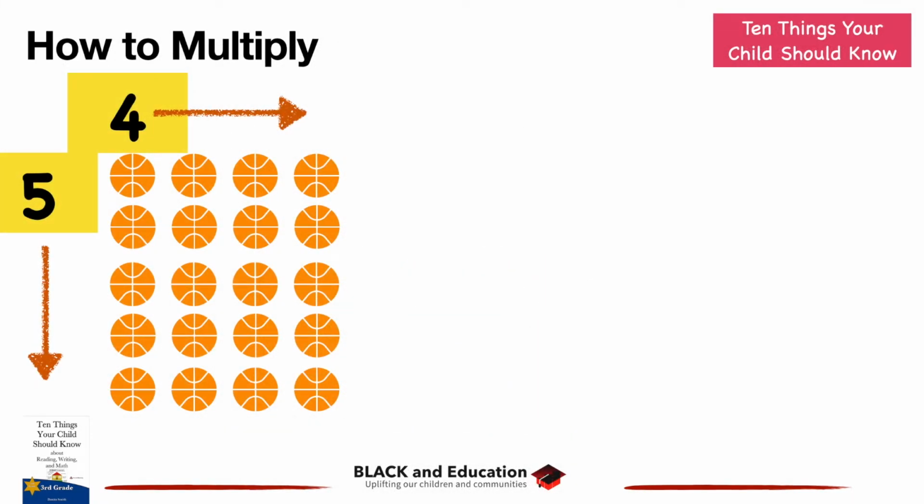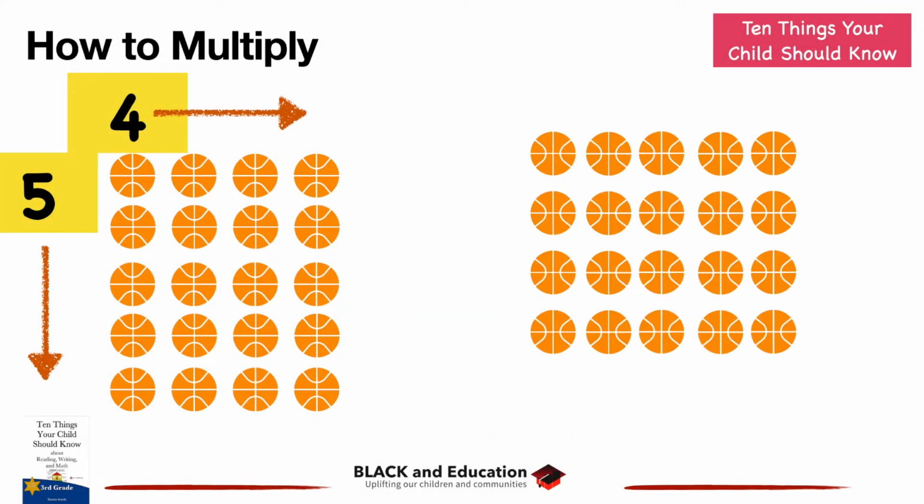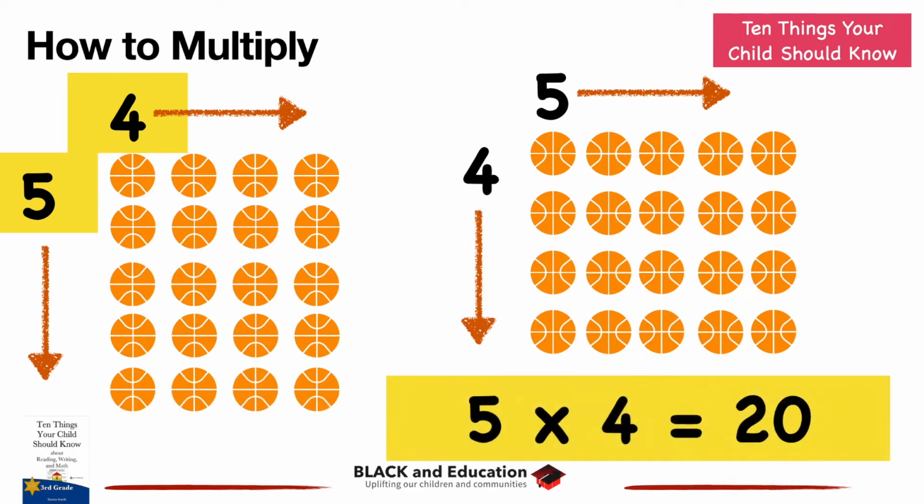And then they're going to see it this way, but they're also going to see it sometimes switched around. So I have 4 columns going across and 5 rows going down. What if I switched it and I end up having 5 columns going across and 4 rows going down? Well, it doesn't matter. The answer to this problem is still going to be the same. 5 times 4 or 4 times 5 is going to be equal to 20. Your child will need to know that.